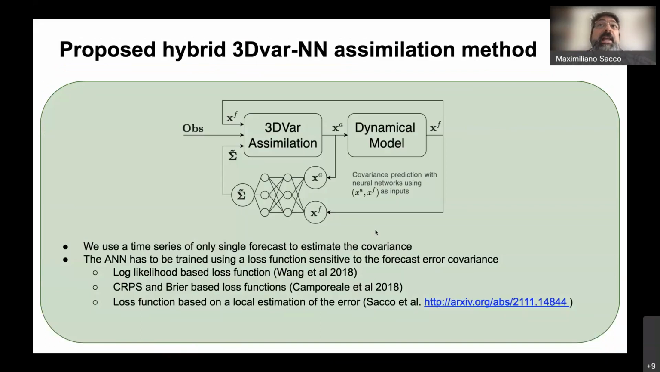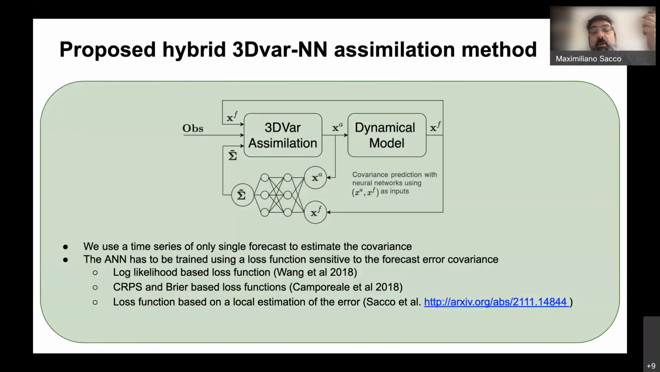We propose to use a neural network to estimate the covariance for data assimilation. We feed the neural network with a forecast at the desired lead time and its initial condition. With this, the neural network estimates the error covariance. With this, we conduct a new assimilation cycle to generate a new analysis. And we want to train this network without explicitly using information from the ensemble.